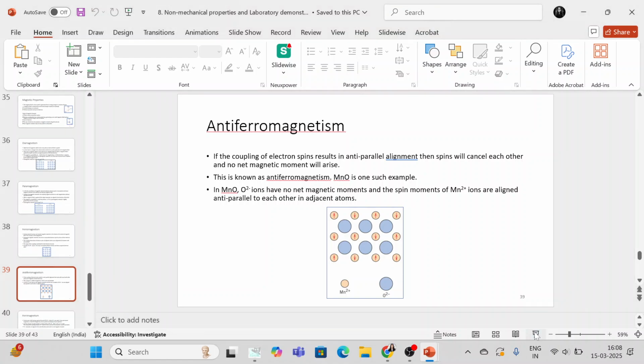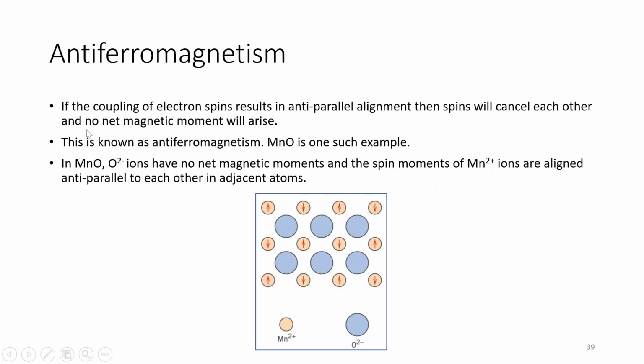Next is antiferromagnetism. If the coupling of electron spins results in anti-parallel alignment, then spins will cancel each other and no net magnetic moment will arise, and this is known as antiferromagnetism. Manganese oxide is one example, and in case of manganese oxide, O2 minus ions have no net magnetic moments, and the spin moments of Mn2 plus ions are aligned anti-parallel to each other in adjacent atoms.